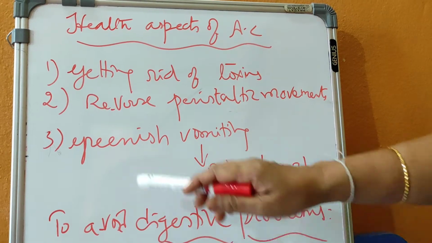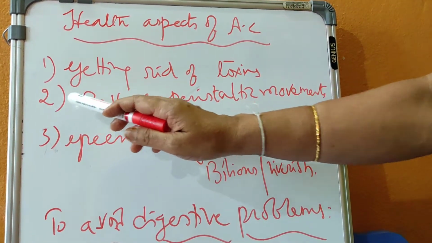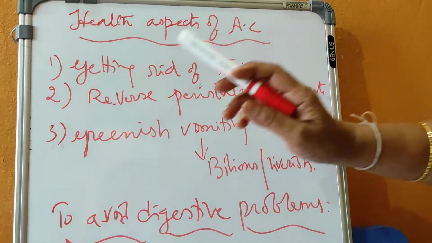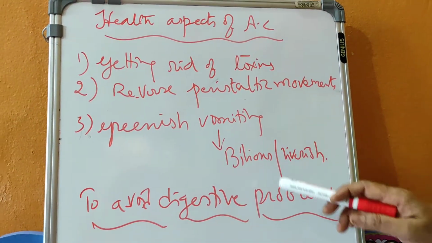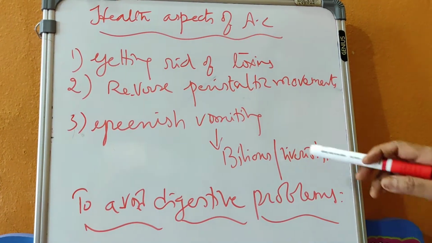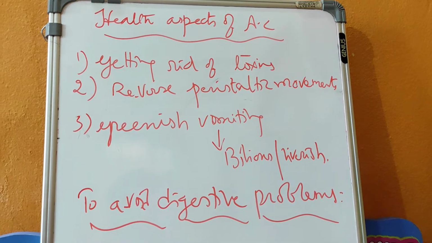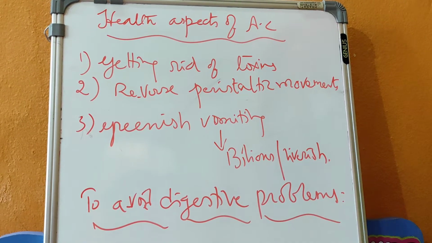Under this category, the first one is getting rid of toxins. The second one is reverse peristaltic movements. The third one is greenish vomiting, which is called bilious or liverish, and how to avoid digestive problems. So these topics let us learn today. In detail I will explain them now. First one is getting rid of toxins.